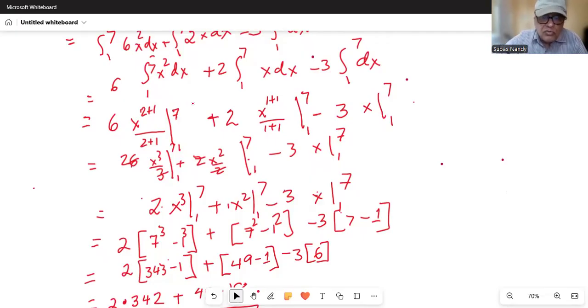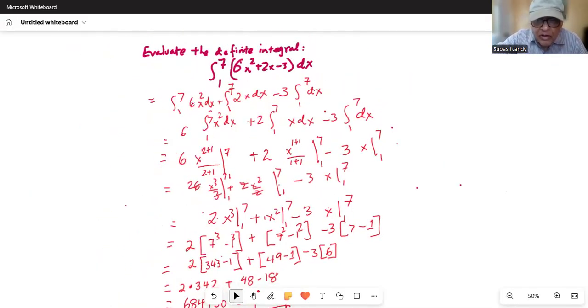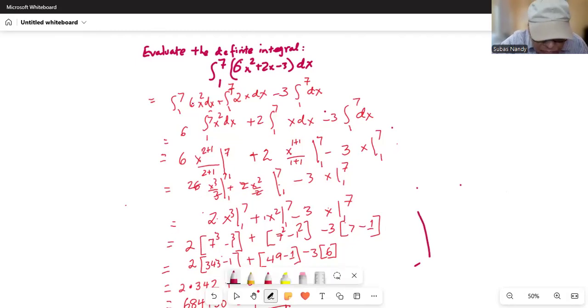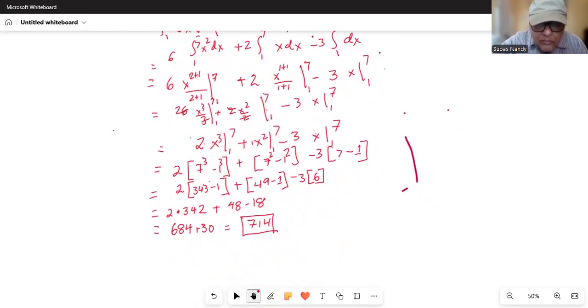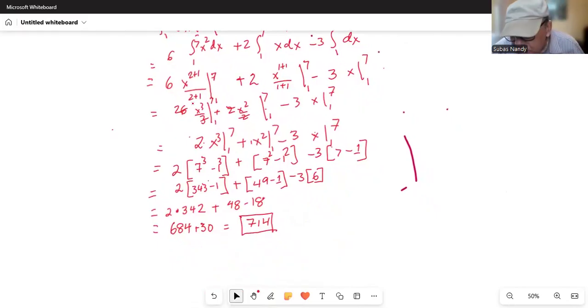7 is the higher number, 1 is the lower number. So the first term becomes 2 in parentheses 7 cubed minus 1 cubed, plus the second term becomes 7 squared minus 1 squared, minus 3 times 7 minus 1. And then let me see if I can move this up a little bit. Let me make it a little bigger also in size.